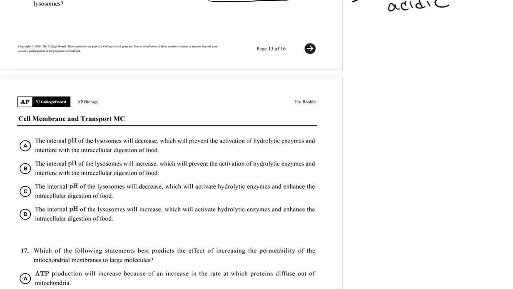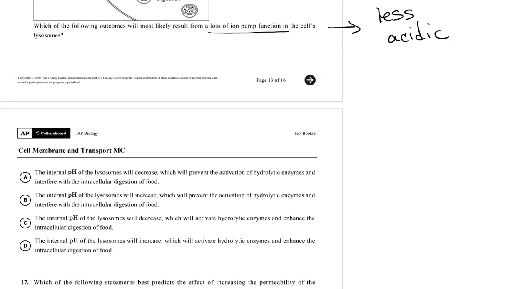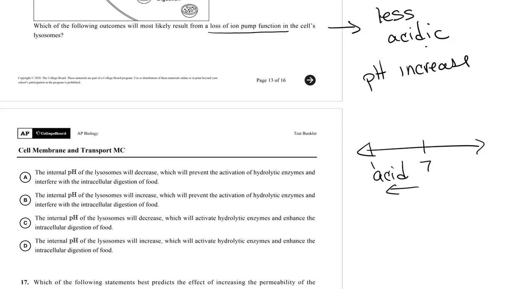Oh, no, yeah, sorry. So if it becomes less acidic, that means that the pH is going to increase. That's right. The smaller numbers on the pH scale are more acidic, and then the base is increasing. So we're going to get rid of the ones that say that the pH will decrease. So we have B and D that both talk about the pH increasing.